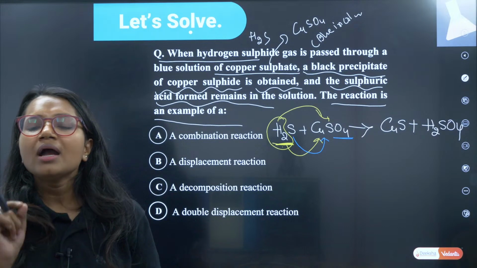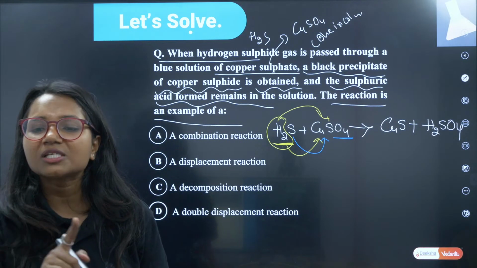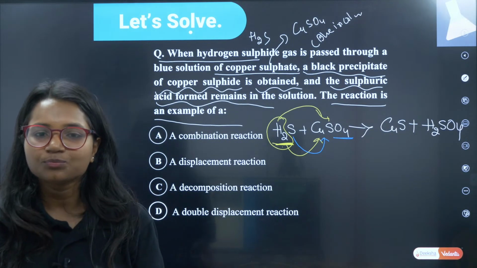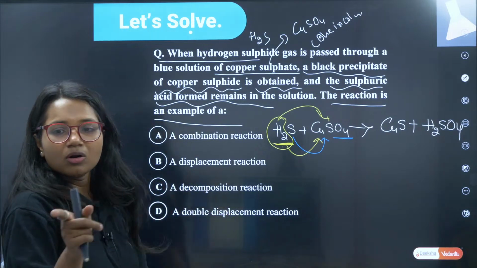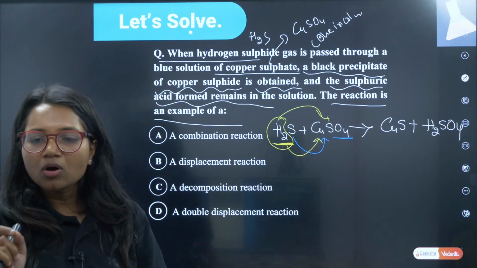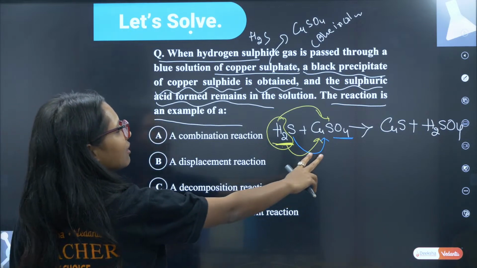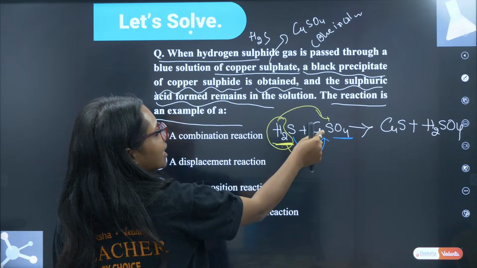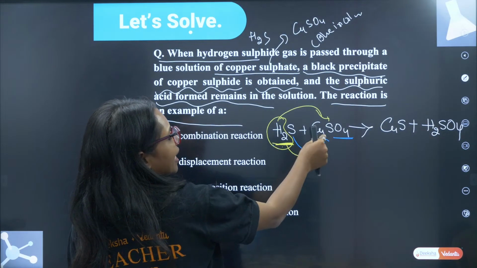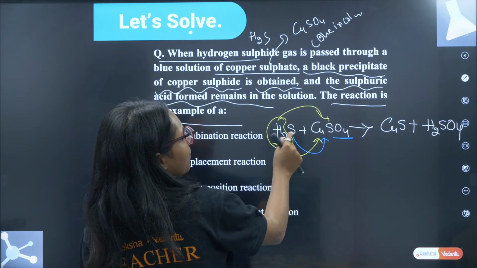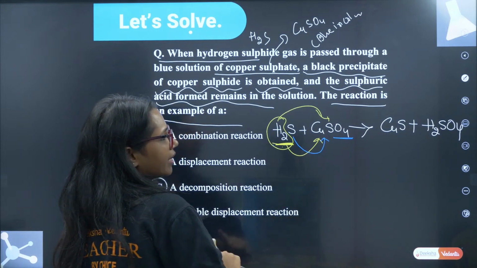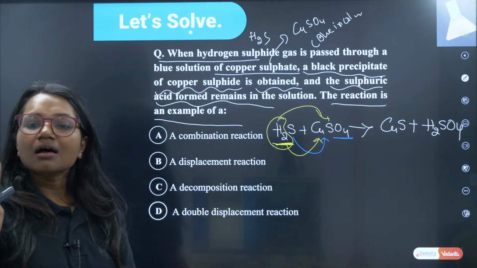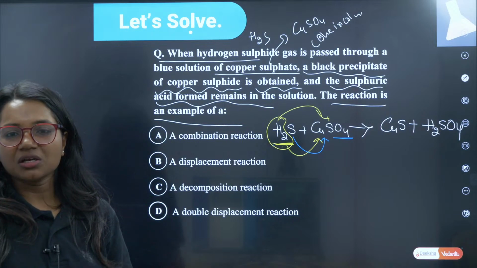Yes, very good, Sonu. It is a double displacement reaction. Absolutely correct. Very good, Somukh. Copper sulfate with H2S. Hydrogen replaced copper, sulfur replaced sulfate. Is that clear? It is a double displacement reaction.